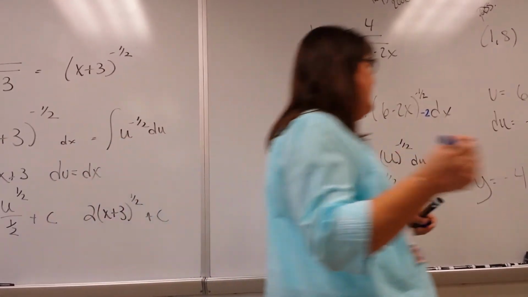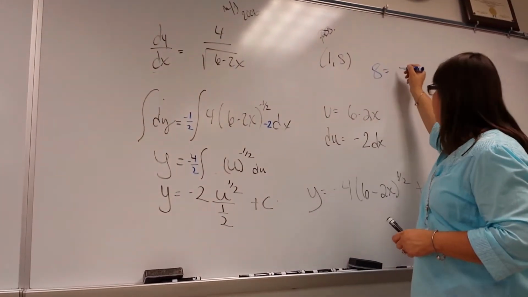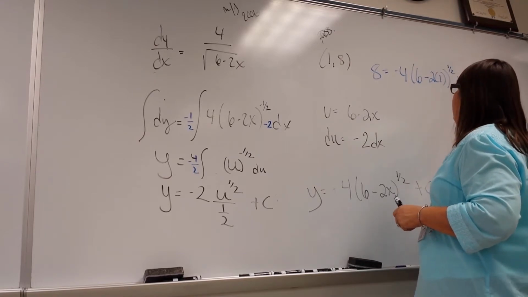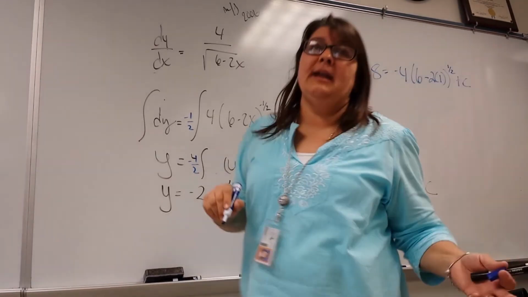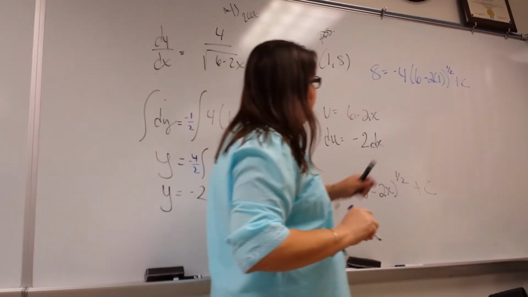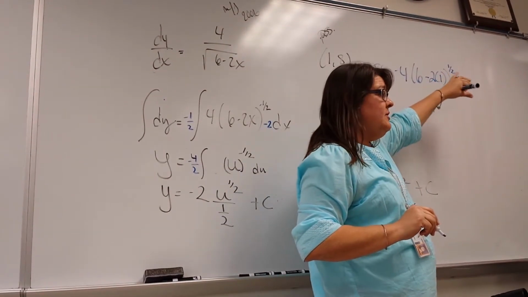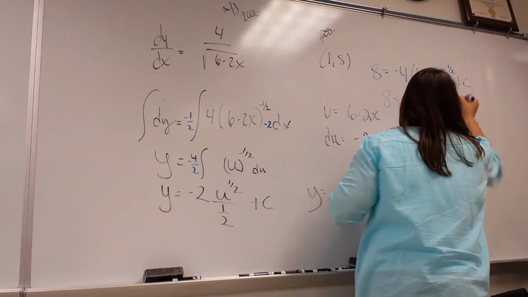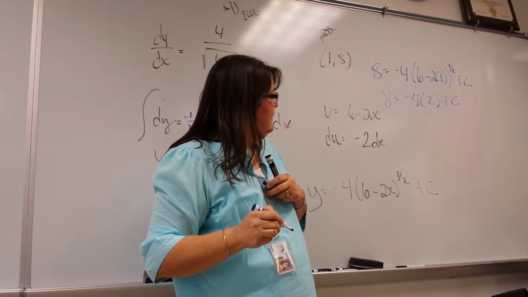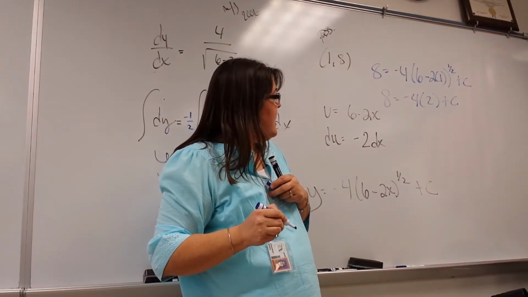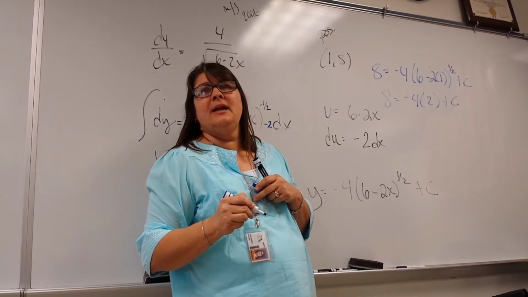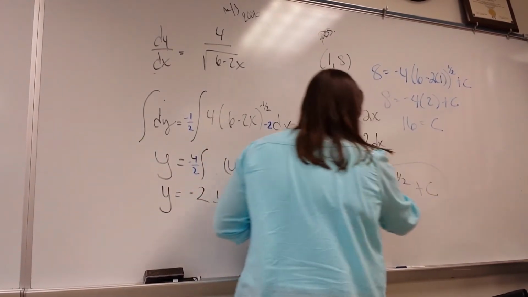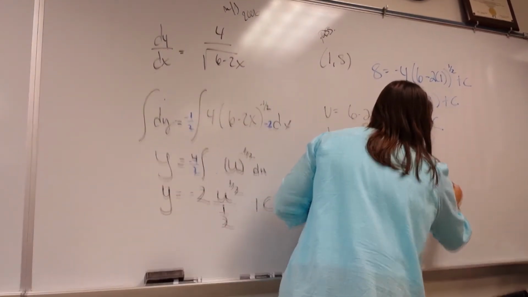Yeah. So I'm going to plug in. I got 8 equals -4, and then 6 minus 2 times 1 to the 1/2 plus c. Everybody good? I plugged in the 1 for x, the 8 for y. So what's happening here? You guys agree 4 to the 1/2 is 2, right? So I got 8 equals -4 times 2 plus c. Everybody good? So 16 equals c? Yeah, good job. So c is 16. So right here, instead of the c, I put plus 16.